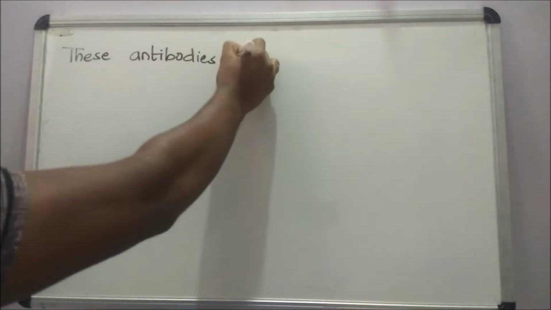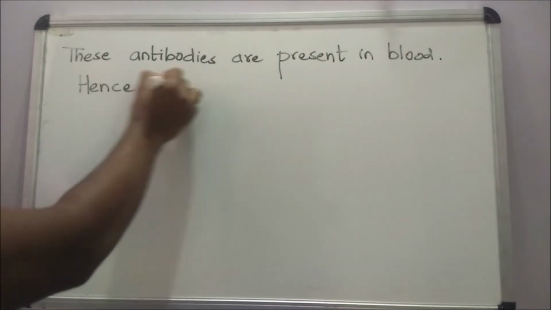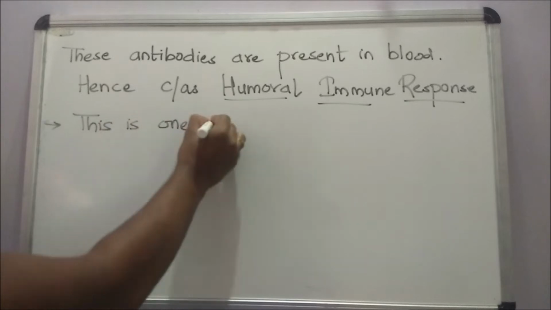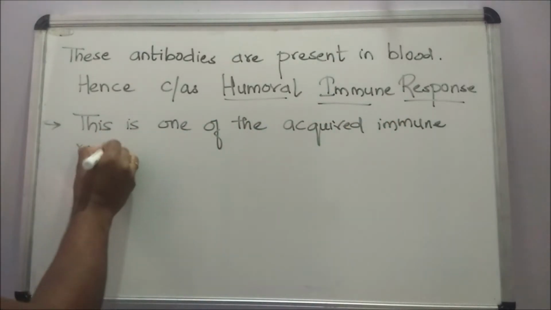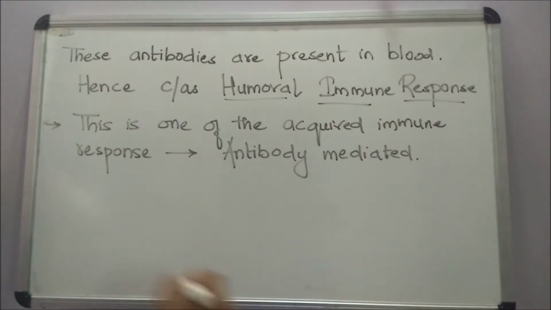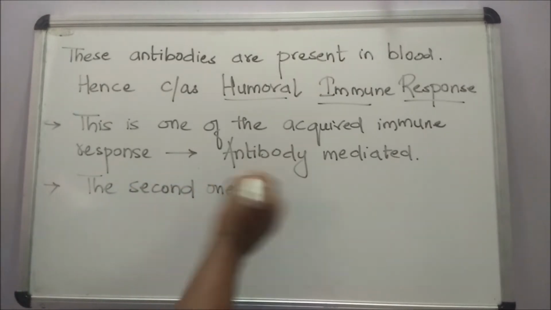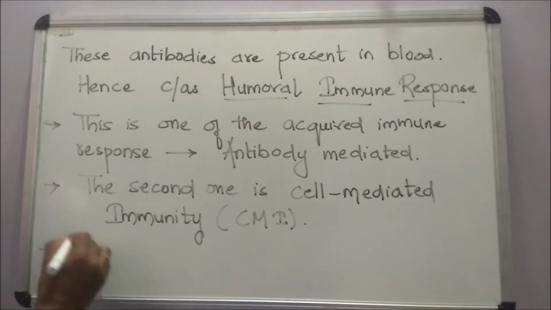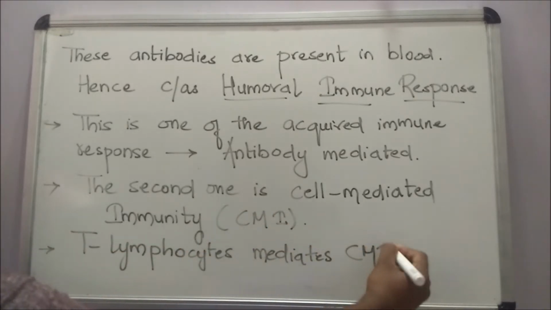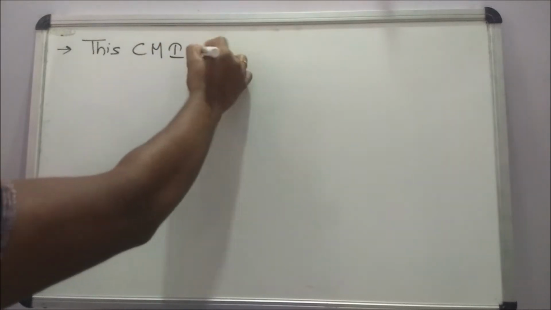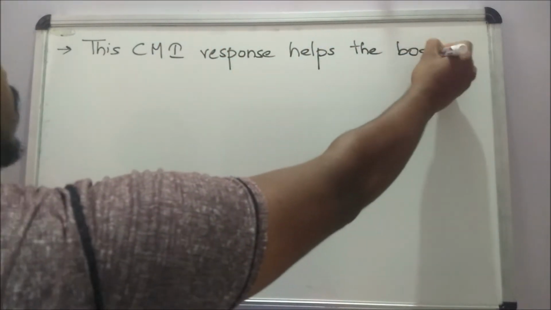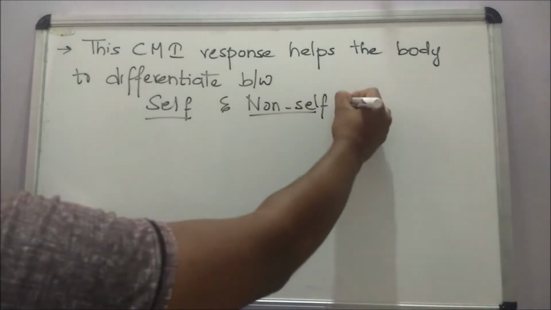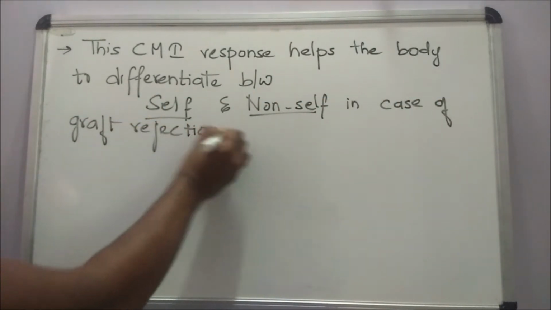These antibodies are present in the blood, hence called the humoral immune response. This is one of the two acquired immune responses, antibody mediated. The second one is called cell mediated immunity, shortly called CMI. Here the T lymphocytes mediate the CMI. This CMI response helps the body to differentiate between self and non-self in case of graft or transplant rejection.